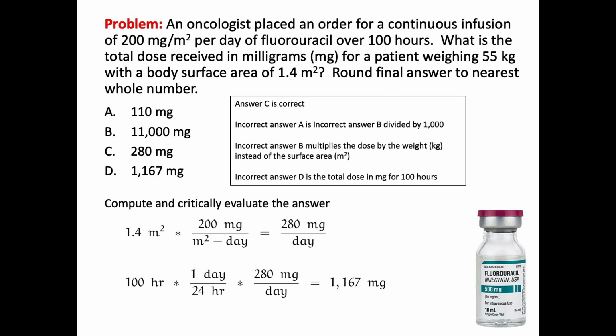Now that we know what to do, the math is pretty straightforward. So let's first use the body surface area to determine the patient-specific dose per day. And we'll do that by using their body surface area of 1.4 meters squared times the dosing expressed as 200 milligrams per meter squared per day. And I multiply that across. I see that that gives me, when our meter squared units cancel, 280 milligrams per day.